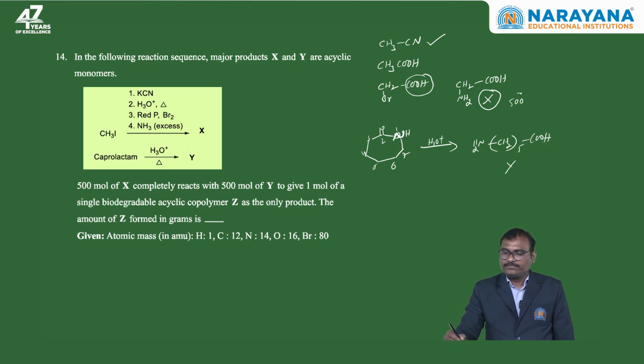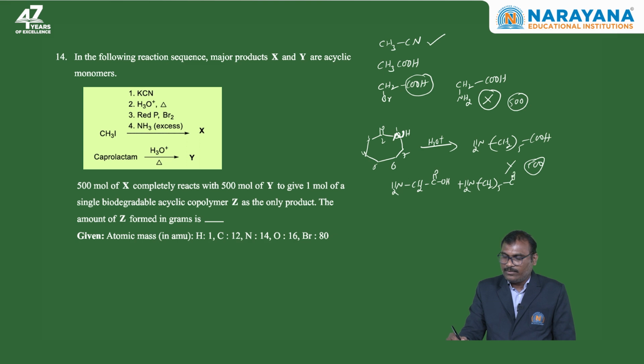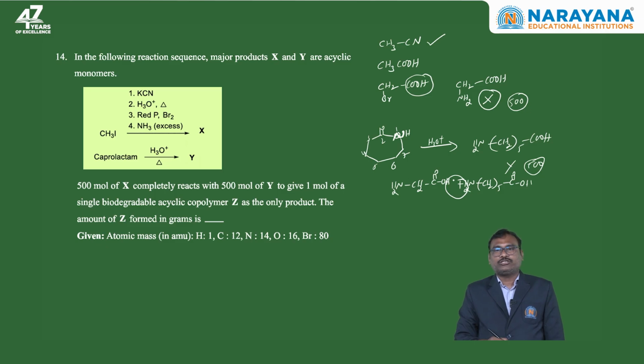500 moles of X completely react with 500 moles of Y to give 1 mole of a single biodegradable acyclic polymer Z as the only product. The amount of Z formed in grams is asked. Say yes or no: 500 moles of X, NH2 CH2 C double bond O OH, and NH2 CH2 taken 5 C double bond O OH. While 2 moles are combining, 1 mole of H2O is going.